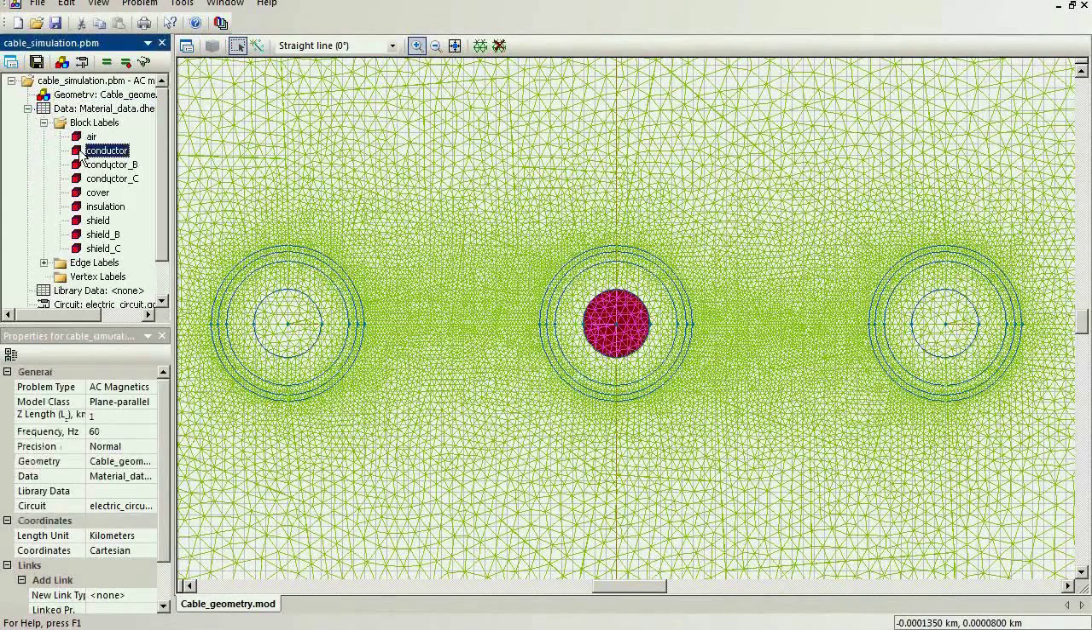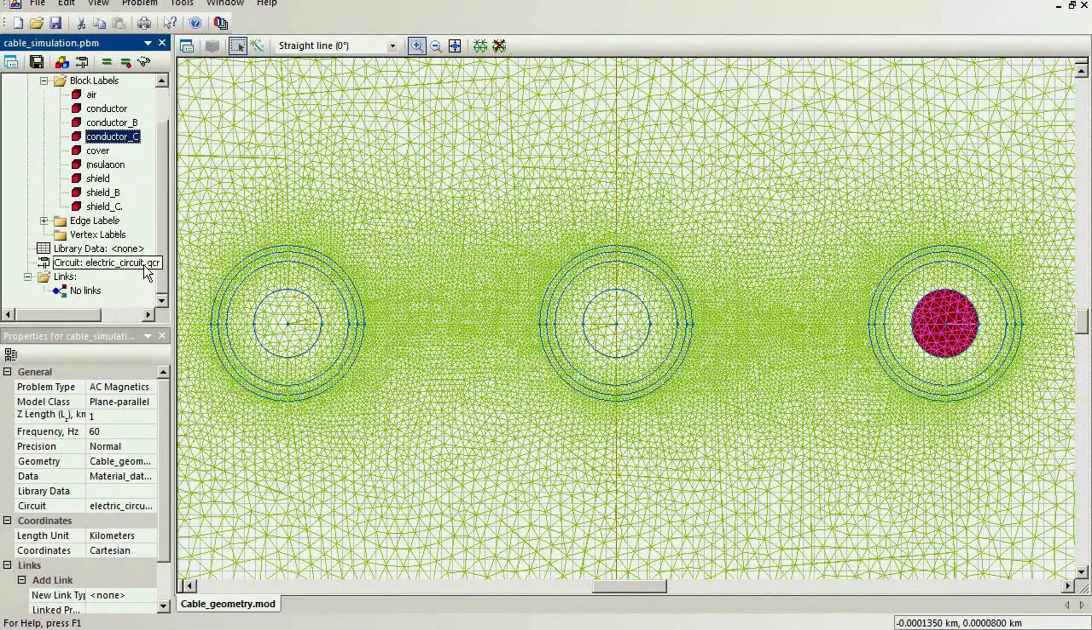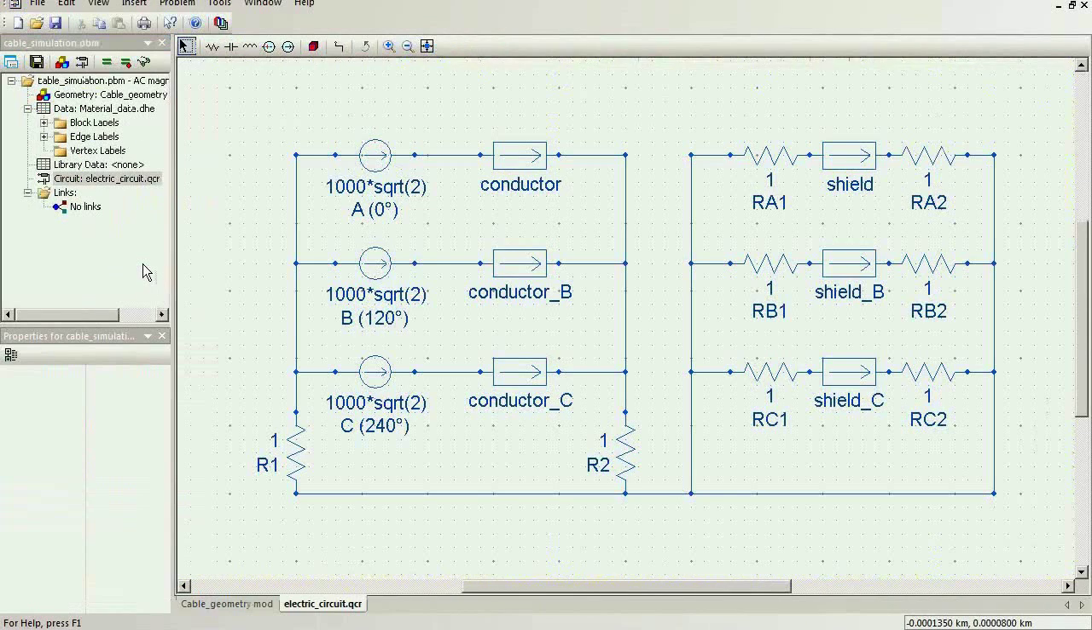So, next problem shows you three cables. This is the cable of phase A, phase B, phase C. And this is the electric circuit.